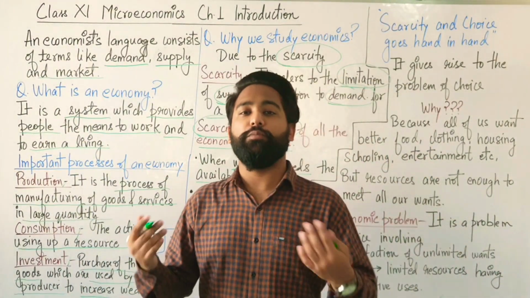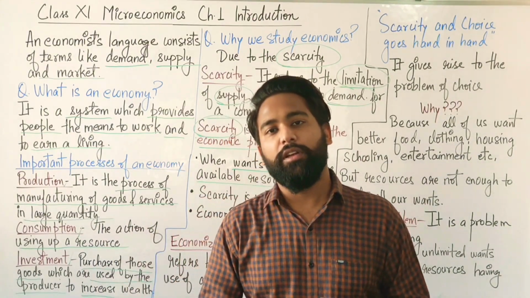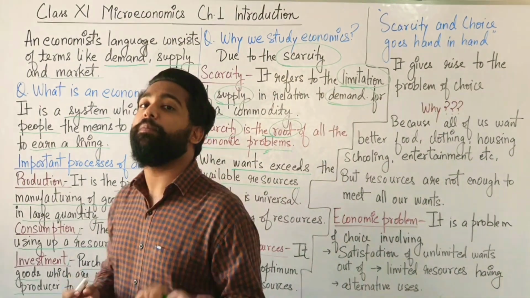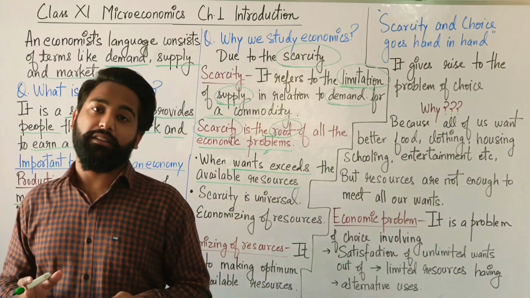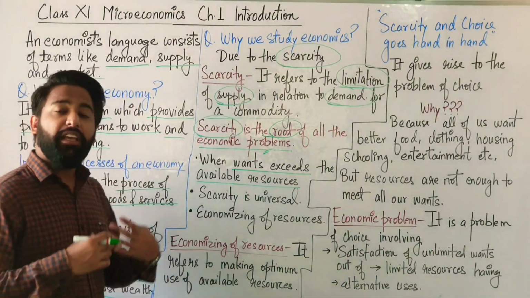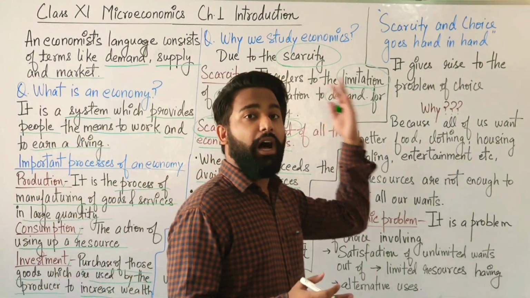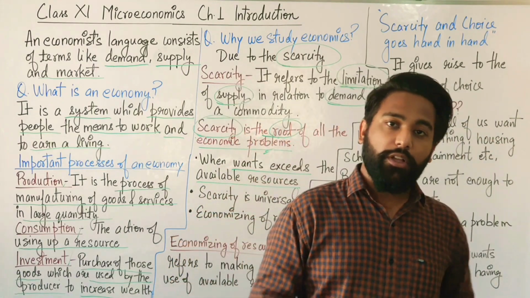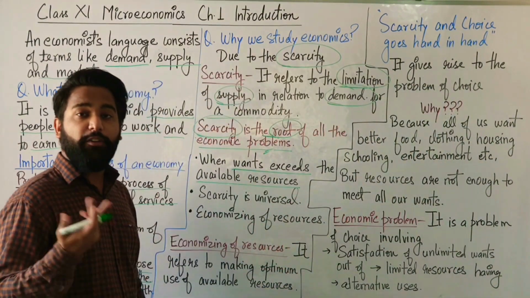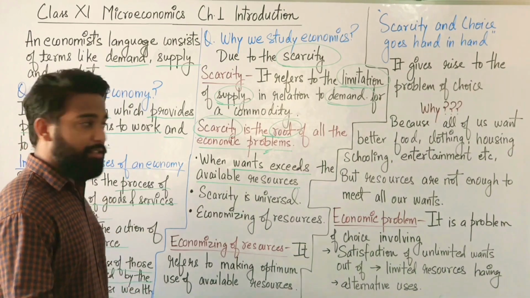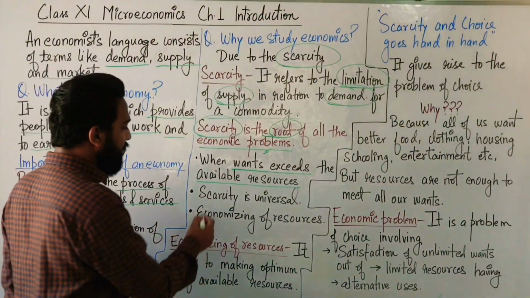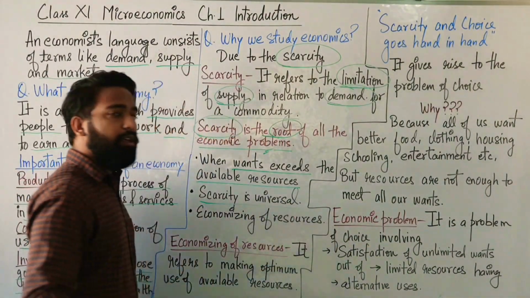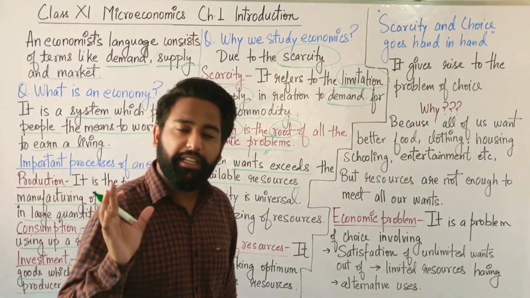There are not so many resources in your house. How will you buy it? You won't buy it because you don't have the resources, but your wants are in a very huge amount. So this is the scarcity. Scarcity of what? Scarcity of money, and money is a resource. Now, scarcity is universal. In the whole world, scarcity is present.